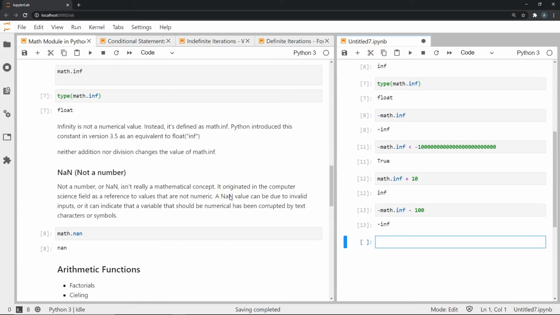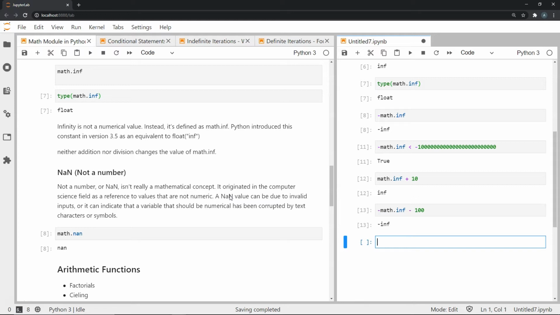Finally, the last constant that we will discuss is NaN, or the not a number constant. So this is not really a mathematical constant. There is no constant in maths called not a number. This is a computer science related concept that is used to denote invalid inputs, or to indicate certain places where, say, a variable that should have a number has been corrupted for whatever reason, and it now has a text or a symbol, and our code throws an error.